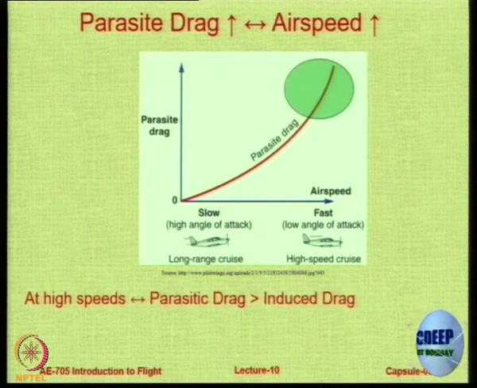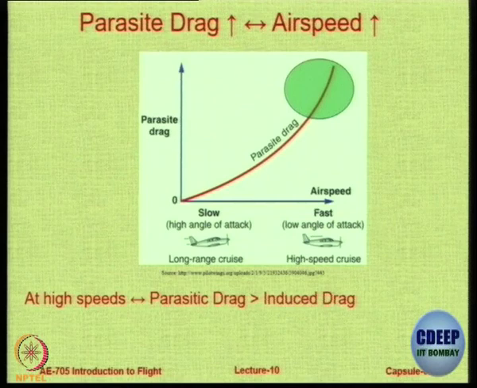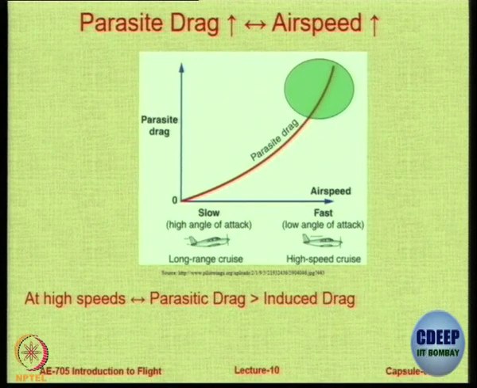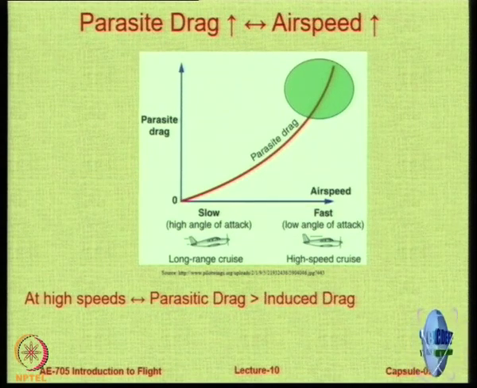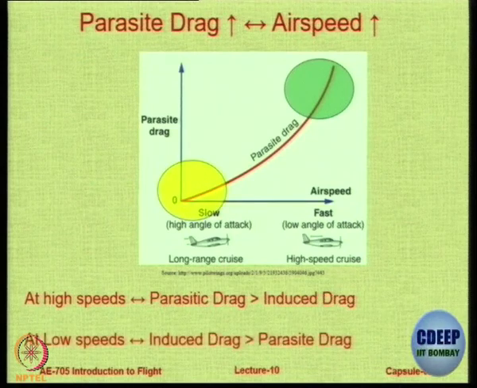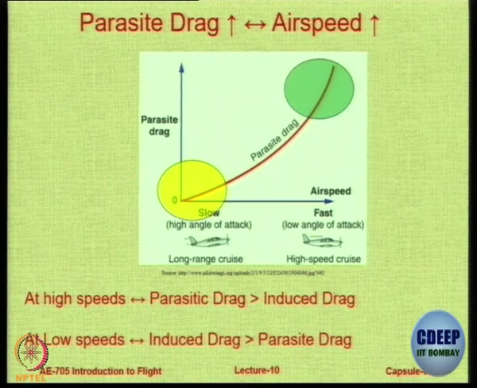Okay. So, generally at high speeds, parasite drag is far, far more than induced drag, because at high speed CL is low. When CL is low, CL square by pi AE is low. So, high speed aircraft are more concerned about parasitic drag reduction. Low speed aircraft are more concerned about the induced drag reduction. Okay. So, all aircraft in which you see special type of tip devices.